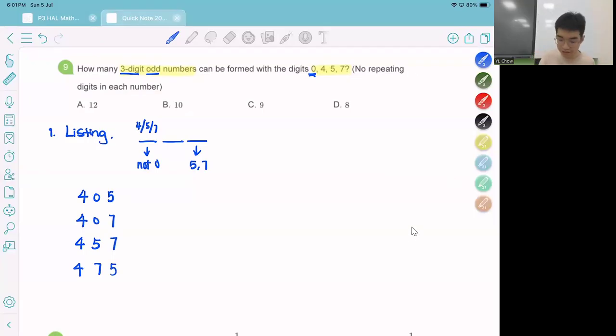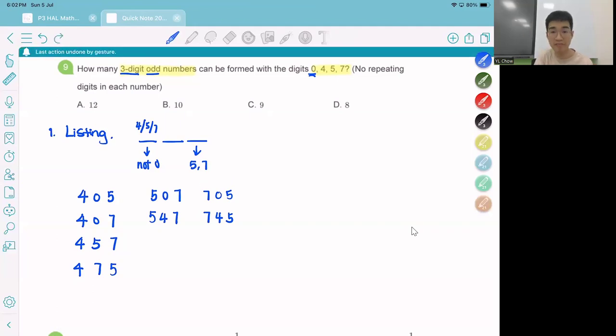Now let's move on to 500 and something. Then the ones digit must be 7, because that's the only odd digit left. So you can either do 507 or 547. All right. Moving on, 700 and something. You can either do 705 or 745, because once you selected 7 as your hundreds digit, your ones digit can only be 5. So you have fixed it as 7 something 5.